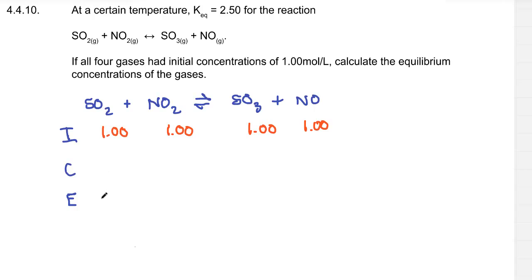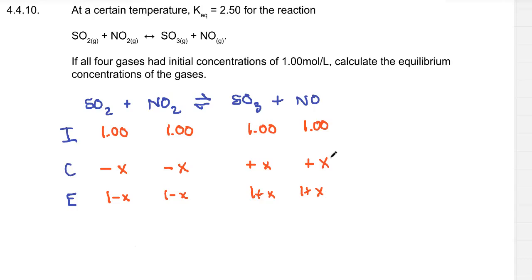So we have no idea what any of the changes are or what any of the equilibria are, so let's just assume some SO2 gets used. NO2 is 1 to 1 with that, and the stuff on the right will be produced, so that's plus, and 1 to 1 again. So that's all our changes, and we get 1 minus x, 1 minus x, 1 plus x, 1 plus x. Okay with that? I kind of raced through that, but it is our 10th practice, so I'm assuming you're getting somewhat comfortable with this.